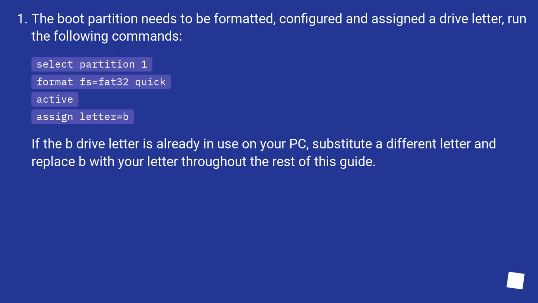The boot partition needs to be formatted, configured and assigned a drive letter. Run the following commands. select partition 1, format fs=FAT32 quick, active, assign letter=B. If the B drive letter is already in use on your PC, substitute a different letter and replace B with your letter throughout the rest of this guide.